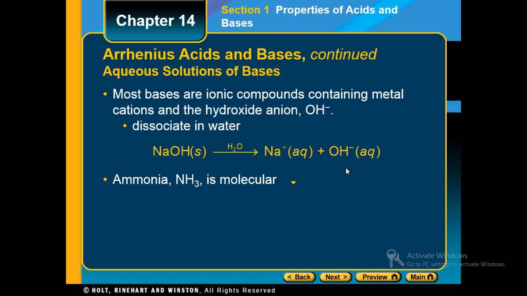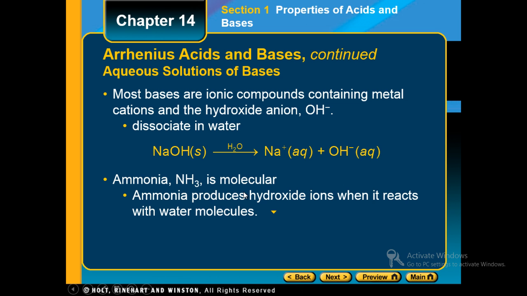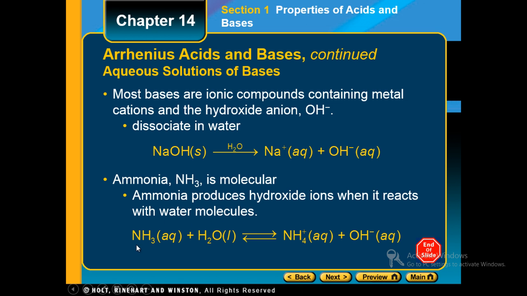Another example: we said most bases, not all of them, are ionic. Some of them, like ammonia, NH3, are molecular. Ammonia produces hydroxide ions when it reacts with water molecules: NH3 aqueous plus H2O liquid gives NH4 plus, the ammonium ion aqueous, positively charged, and OH negative aqueous, which is the hydroxide ion. So it is a base.